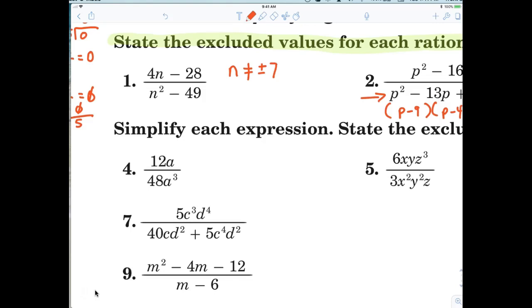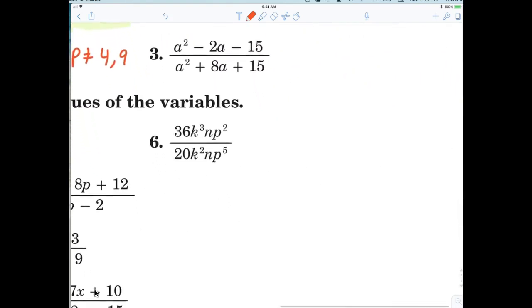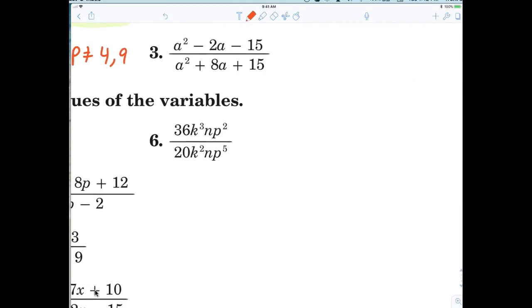Let's take a look at number 3. Some of you guys are good. You're back on track now because this factors into a plus 5, a plus 3. Is everybody agreeing with me? So a cannot equal negative 5 or negative 3. Now, it's been a little while since you've had to do some factoring, so you got to be with me now. Good review day. Any questions with that?